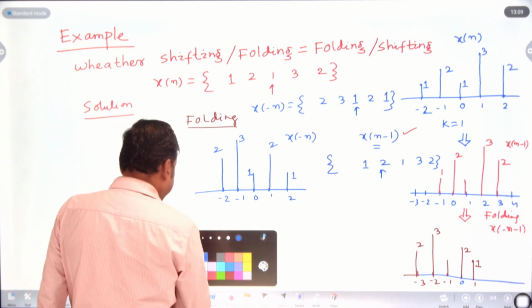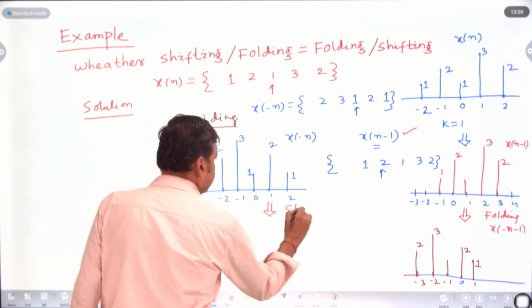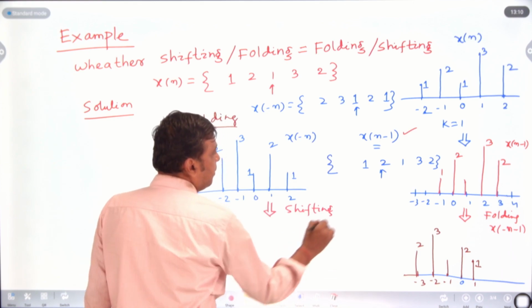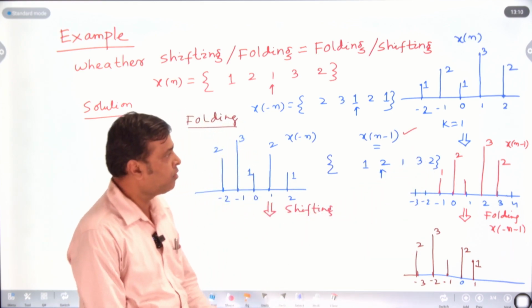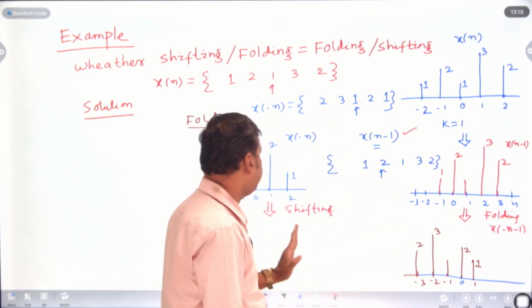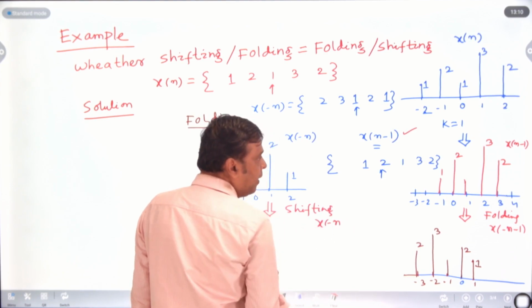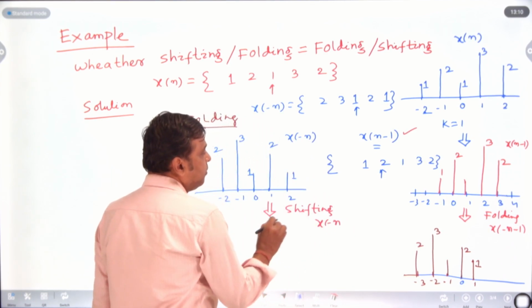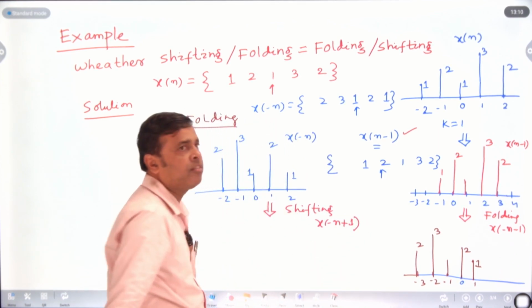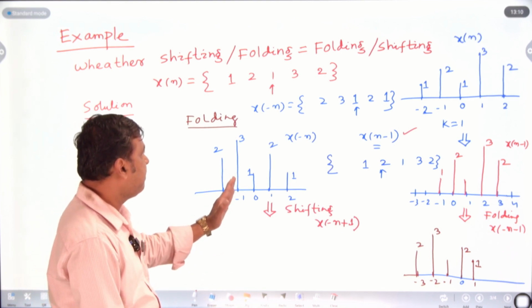After folding, then shifting. Shifting means what? Originally, first of all, the k value here is what? 1 unit of sample is shifted here, means k equal to 1. If it is shifted, what does it mean? x of minus n. It is a delay. After folding, this is nothing but x of minus n plus 1. Minus n plus 1. In x of minus n plus 1, what happened here?